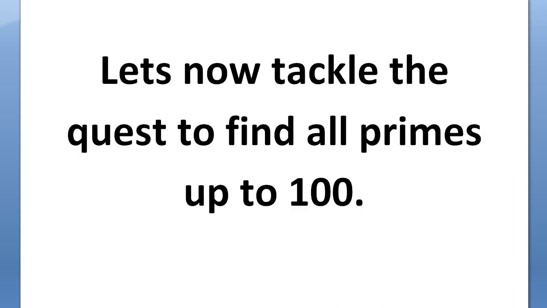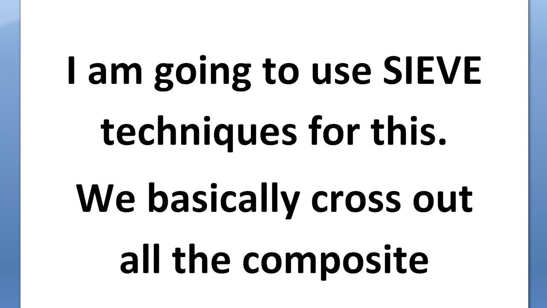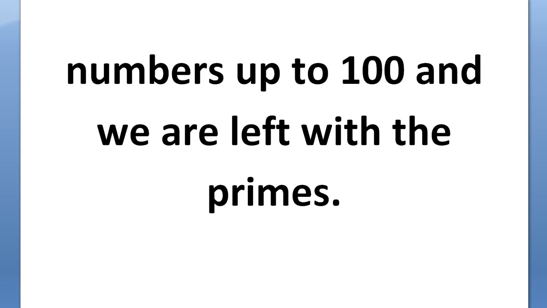Let's now tackle the quest to find all primes up to 100. I'm going to use sieve techniques for this. We basically cross out all the composite numbers up to 100 and we are left with the primes. So earlier I said reveal, so this is what I meant. By crossing out all the composites, the primes will appear because that's all we're going to have left. So in a way, they're revealing themselves to us.